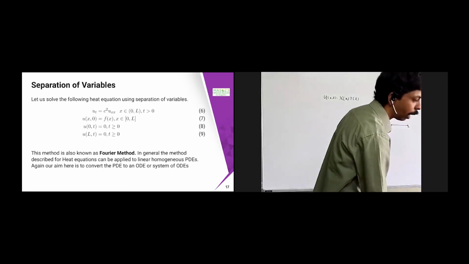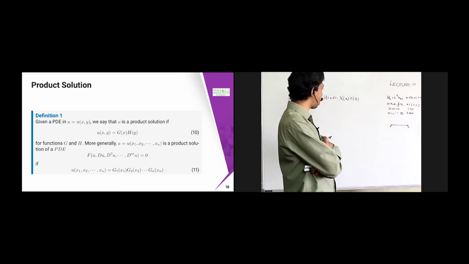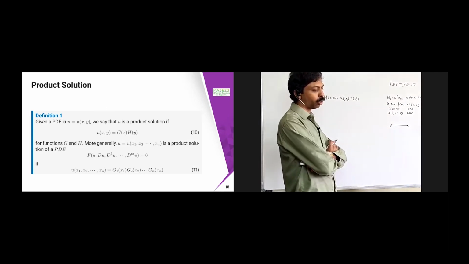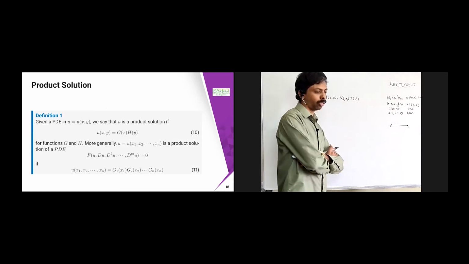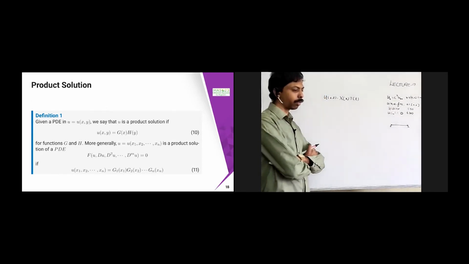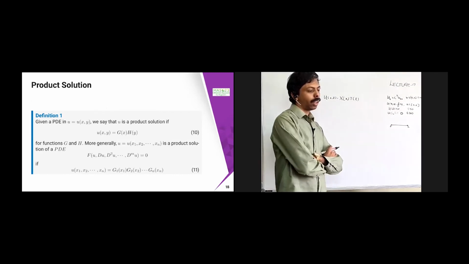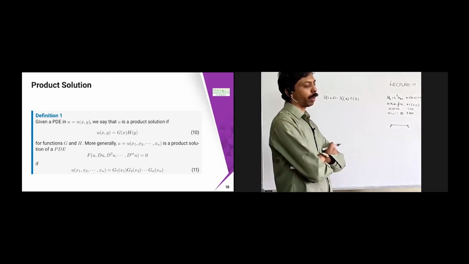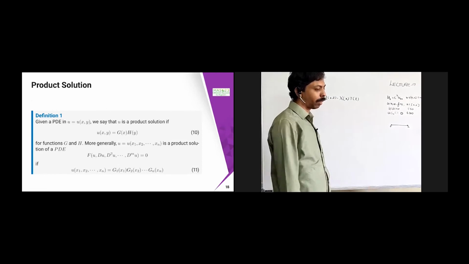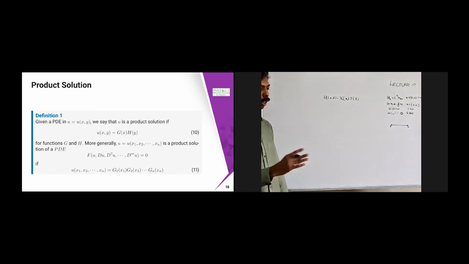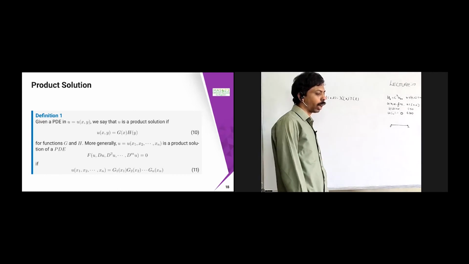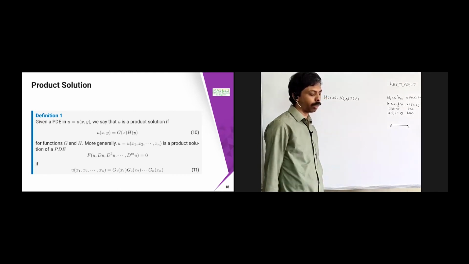Before solving this problem, let us solve a simple problem and then we'll go back to this one. In general, if you have any PDE, for example u(x, y), you can write u as a product solution g(x) h(y) for some functions g and h, where g is independent of y and h is independent of x. That is called the product solution or variable separable method. In general, if you have n-dimensional variables also, you can write u(x1, x2, ..., xn) as g1(x1) g2(x2) and so on, then substitute and find the solution. This kind of method is called variable separable.